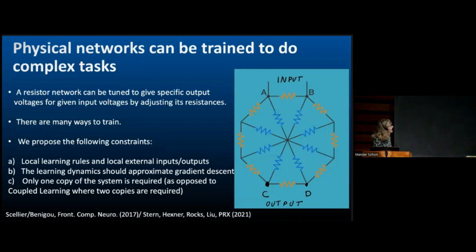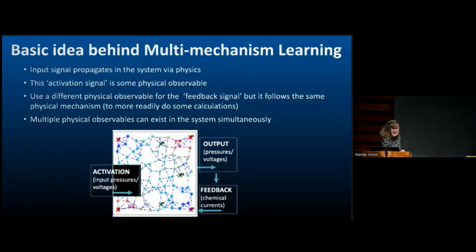And there are many ways to train, as we've been seeing in terms of all these different algorithms: equilibrium propagation, coupled learning. These, of course, are contrastive learning paradigms, as has been discussed. So given that there are many ways to train, let's propose a few constraints. And Benjamin hinted at this in his talk a few moments ago. Of course, we want to have local learning rules and local external and internal inputs and outputs. And the learning dynamics should approximate gradient descent. And based on this contrastive learning idea where we need two copies of the system, let's see if we can get around that by invoking this multi-mechanism idea, or having different physical mechanisms involved in the learning. And so as we go for that, the basic idea behind multi-mechanism learning is you have an input signal that propagates into the system via physics.